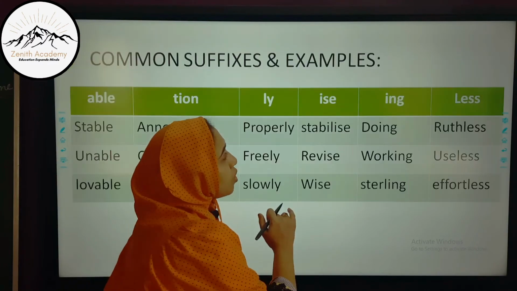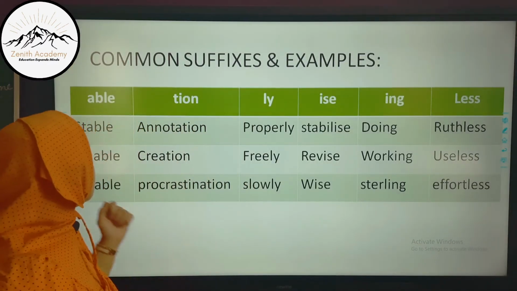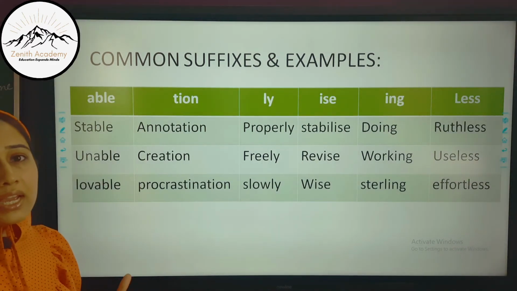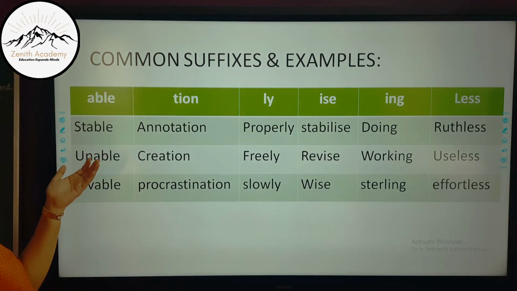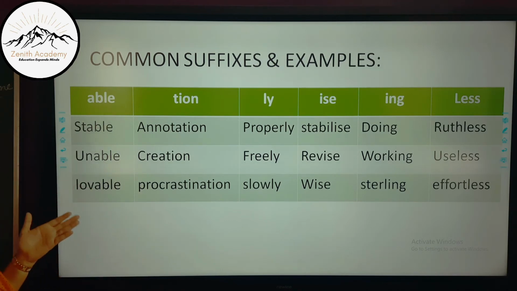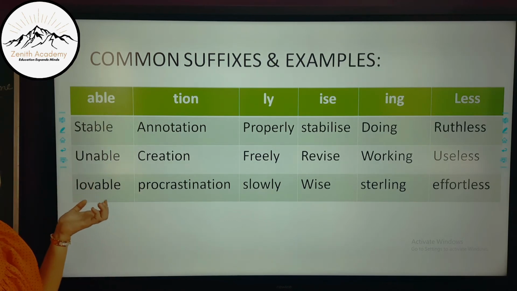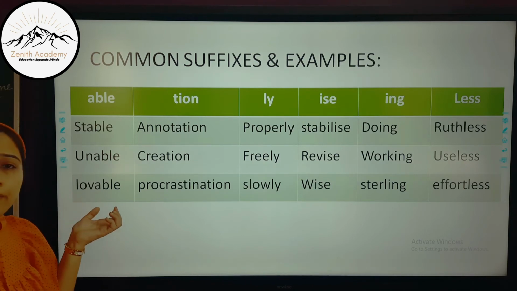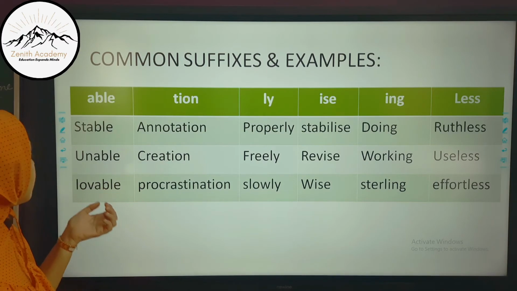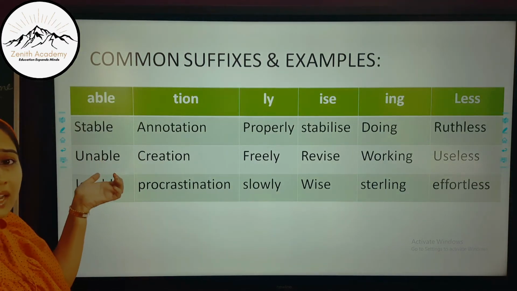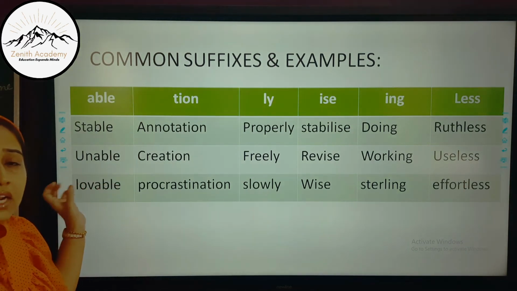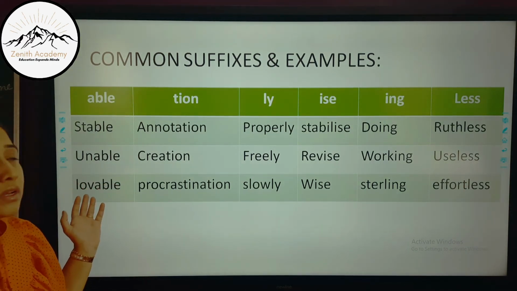Let's move ahead to some common suffixes. The common suffixes that we use in our day-to-day English writing are able, stable, unable, lovable. Now here in lovable, love is the free stem root word and able is the suffix. Unable, now in this word unable, able itself is the root word and here it is also used as the suffix.